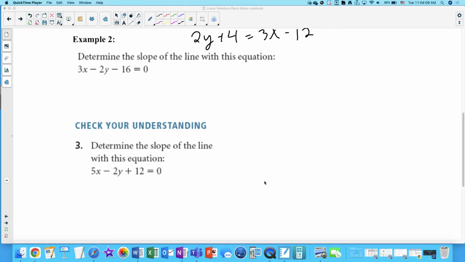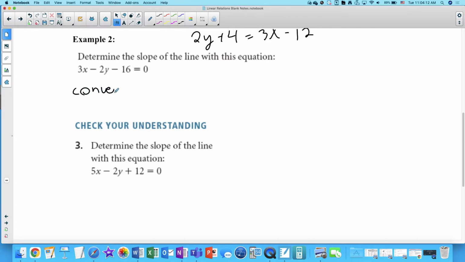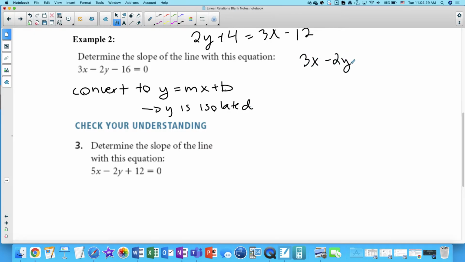So here we can convert to y equals mx plus b, which means that y has to be isolated. Okay, so if I start with this equation, 3x minus 2y minus 16 equals 0, I need y by itself. So I need to start by isolating this term. I can either move these two over to the right, or I could just add 2y to both sides, right? And I usually just do that. Okay, so I end up with, 2y, there we go.